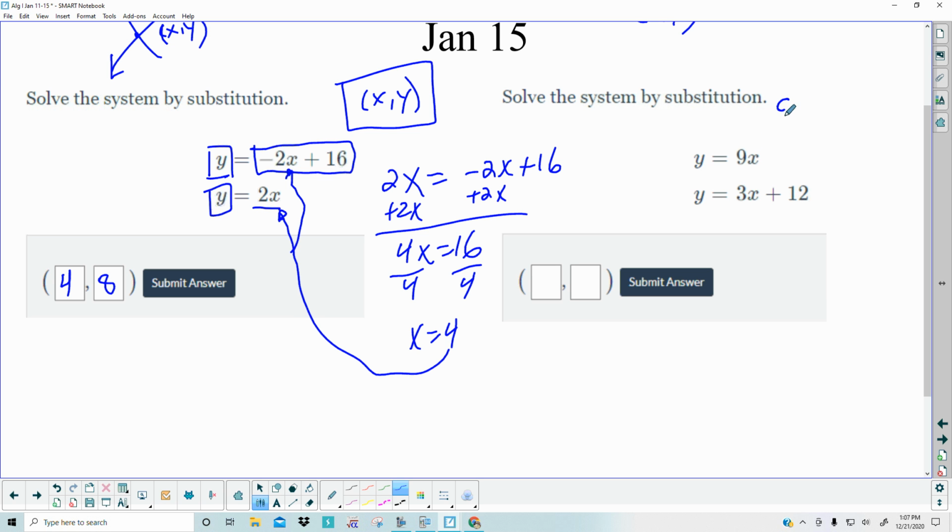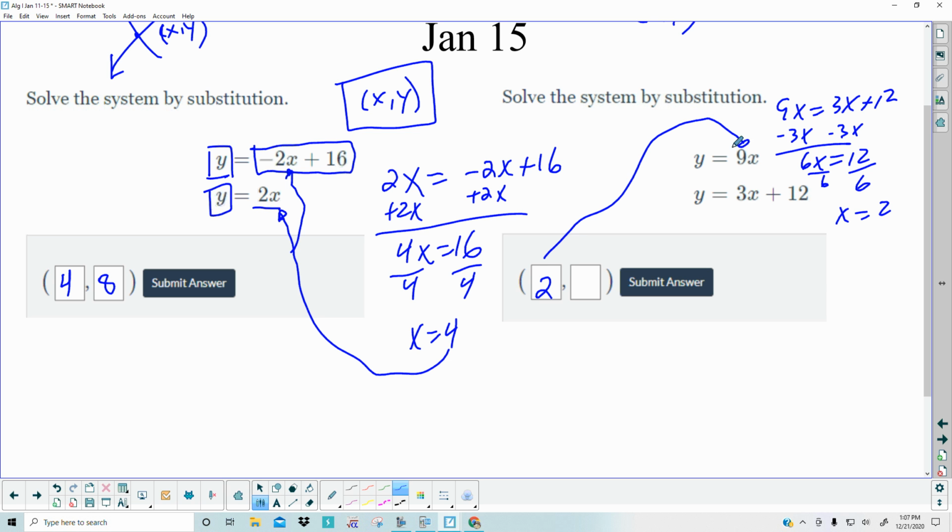When they're both solved for y, just set them equal to each other. Solve for x. So divide by 6, and you get x is equal to 2. Take that x equals 2 and fill it into either equation. It won't matter. 2 times 9 is 18. To show you here, 3 times 2 plus 12, that's 6 plus 12, which is 18. Okay? Once you get the x, stick it in to find the y value.